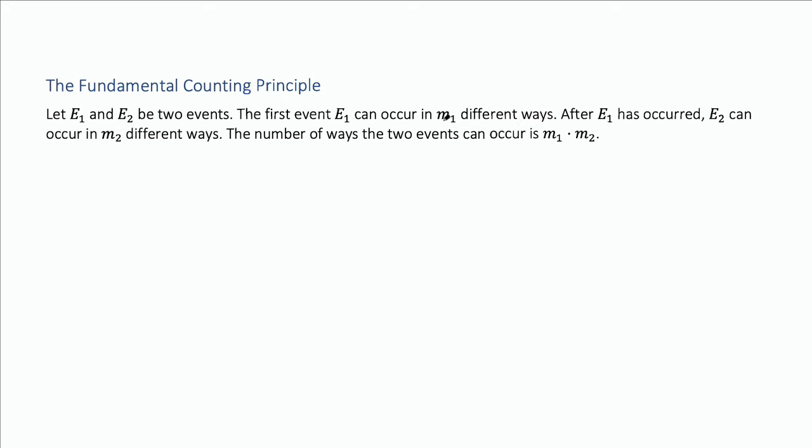So we've got these 2 different ways, the M1 ways for the first event, M2 ways for the second event. Then the number of ways the 2 events can occur together is the product, M1 times M2. Okay. One way to understand why this is the case is to look at a table. I'm just going to use dice as an example.